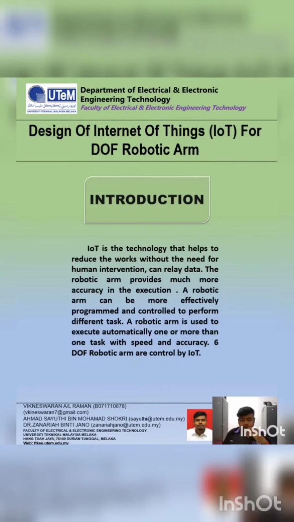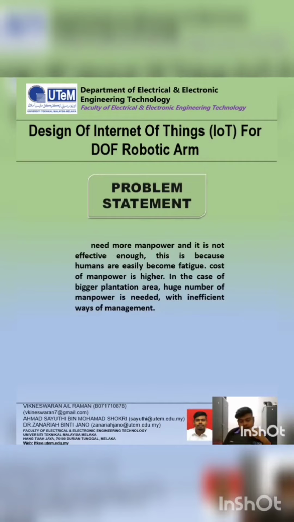Okay. In this project, I am using 6 DOF robotic arm controlled by IoT, which means this project has 6 servo motors controlled by the Blynk application. For the second part of the presentation, I will explain the problem statement.